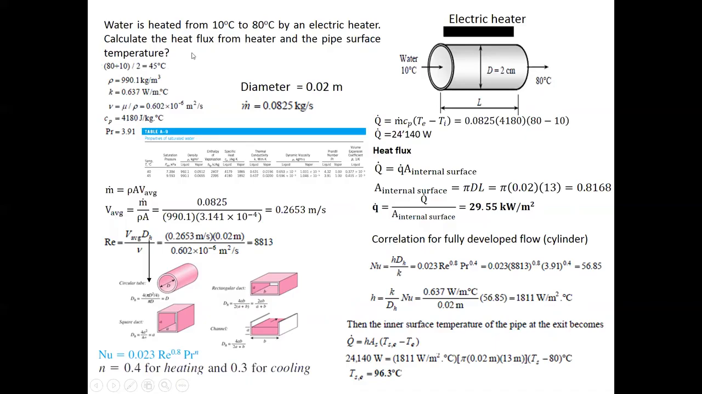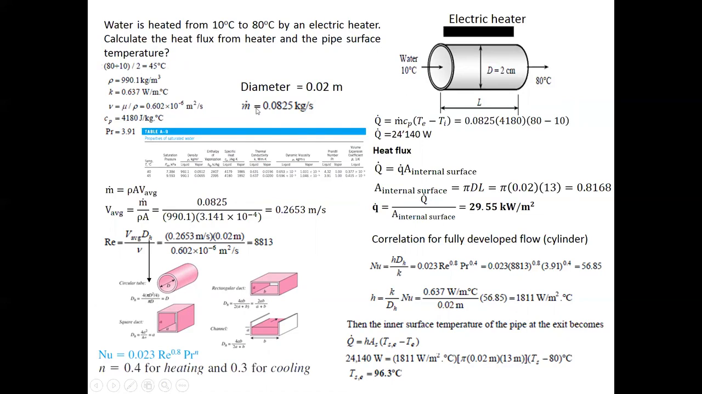From this we determine the parameters for water, looking at table A9. What temperature do you use? You use the average temperature, 80 plus 10 divided by 2, 45 degrees. So you need to take the density, thermal conductivity, kinematic viscosity, Cp, heat capacity, and Prandtl number. The diameter is 0.2 meter.